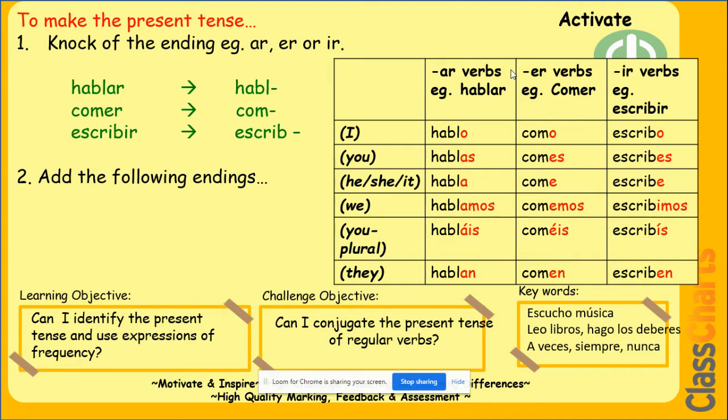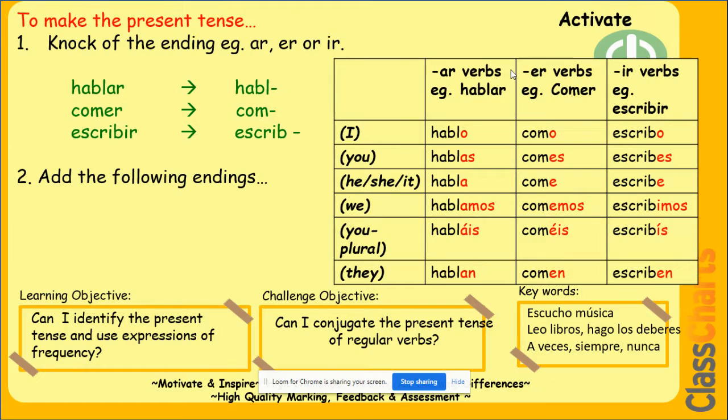I would like you to have a look at that and just try to identify some patterns. For example, what do the I forms have in common? You're quite right. In all the regular verbs, we chop the verb ending and we add an o. Maybe you can look at the we form of the verb and there is something that all the verb endings have in common. The same for the you plural, and so for the they.